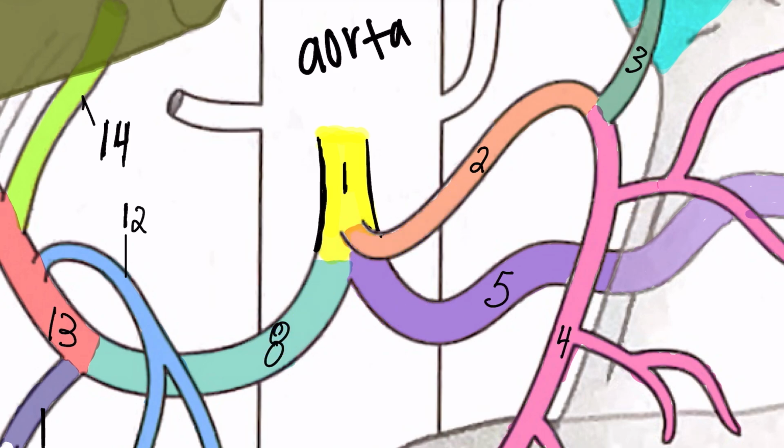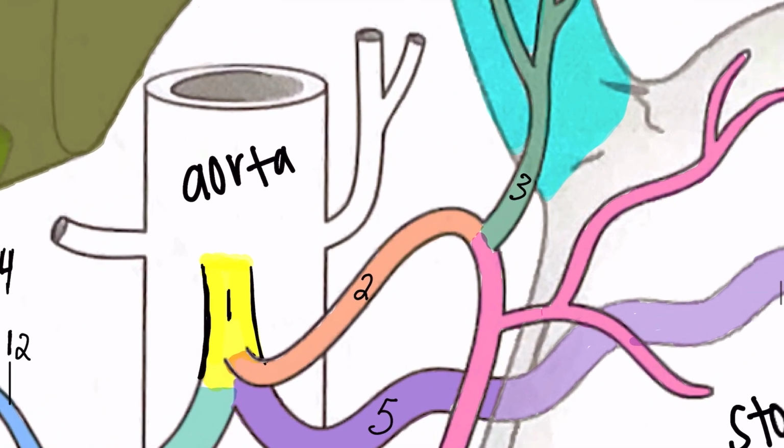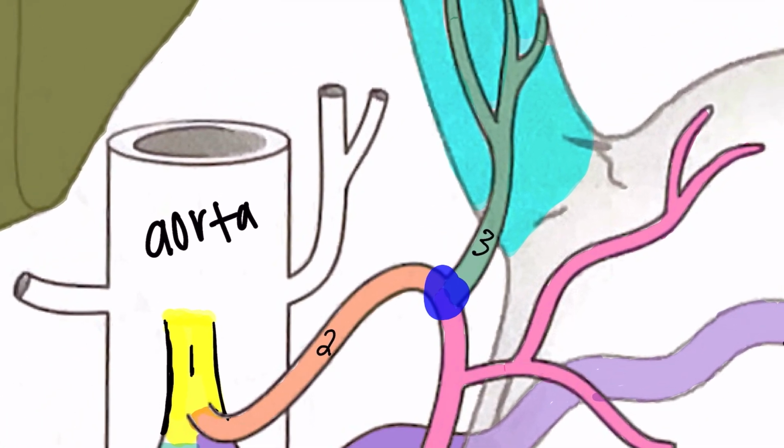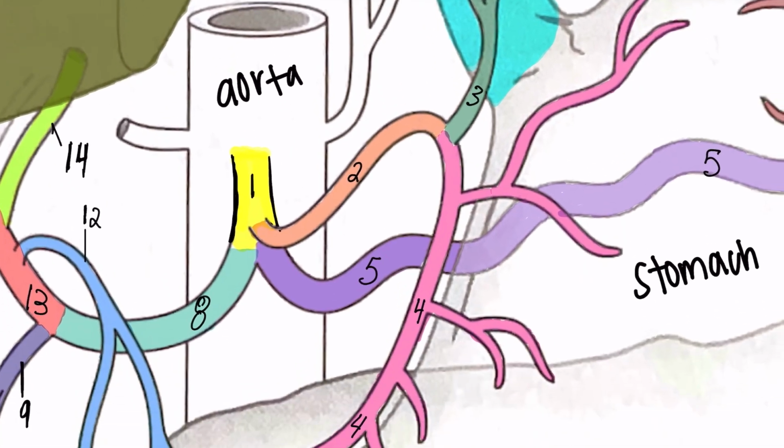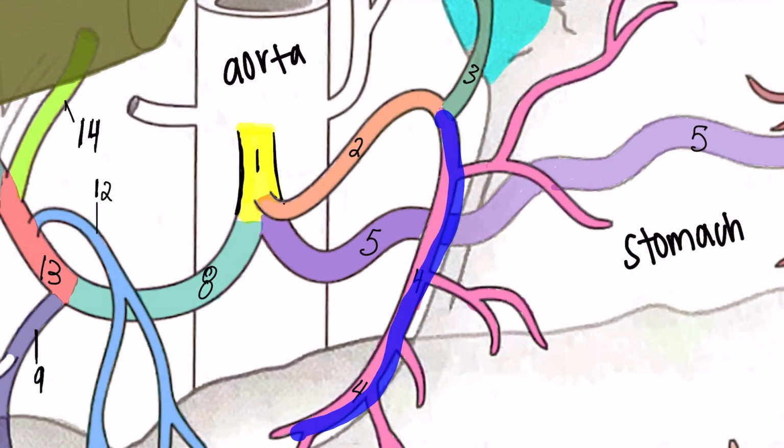So the first branch is going to be number 2. That's going to be your left gastric artery. Number 5, that is going to be your splenic artery. And number 8, that's going to be your common hepatic artery. Coming back to that first part, number 2, that is going to bifurcate, and you're going to be left with an esophageal artery, which we've seen in a previous video, further up. And then number 4, that is going to be your gastric artery right there.